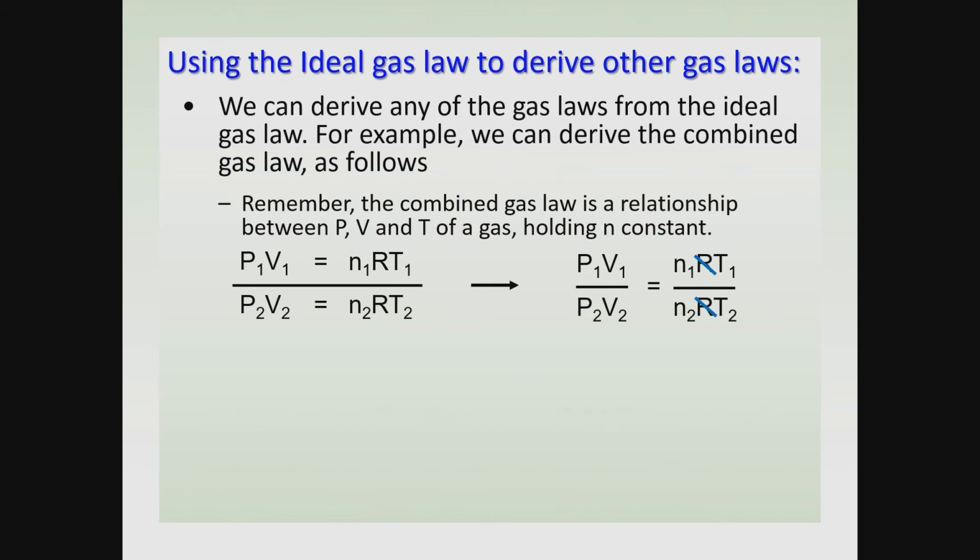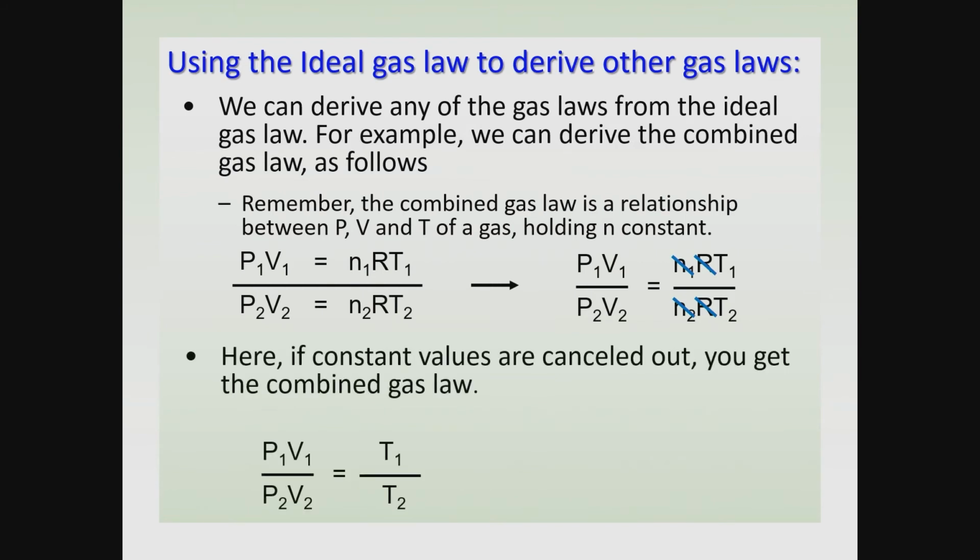Now what I want to do is go ahead and cancel out the R from this equation because the R value remains constant whether it is in the first equation or the second equation. It's the same number. And then here we're holding moles constant if we're looking at the relationship between pressure, volume, and temperature of a gas between these two conditions. And so if the moles are constant, that means the moles in the initial condition, N1, is going to be equal to the moles in the final condition, N2. And so that can be canceled out.